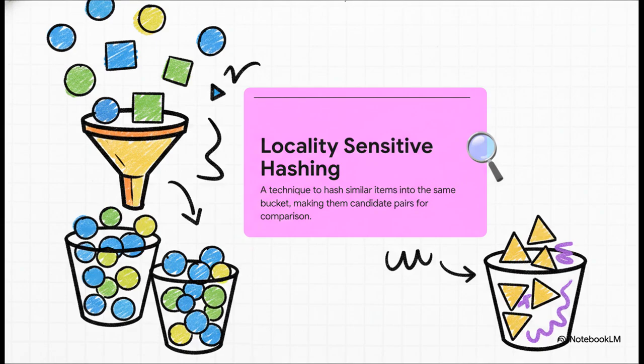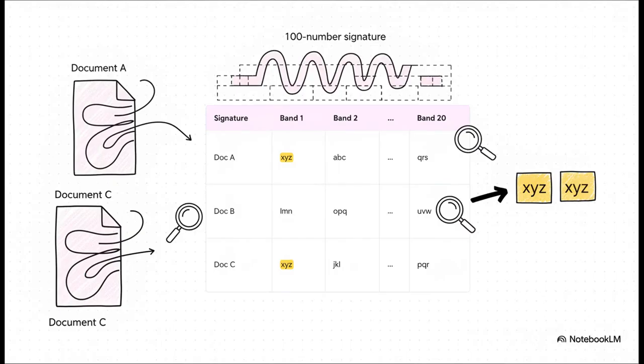The core idea is actually pretty intuitive. LSH is basically a special kind of sorting system. It's designed so that similar items have a really high chance of being thrown into the same bucket, while dissimilar items get sorted into different ones. It's a way to pre-sort our signatures by similarity. So how does this sorting actually work in practice? Well, we take our little signature of, say, 100 numbers, and we chop it up into smaller pieces. We call these pieces bands.